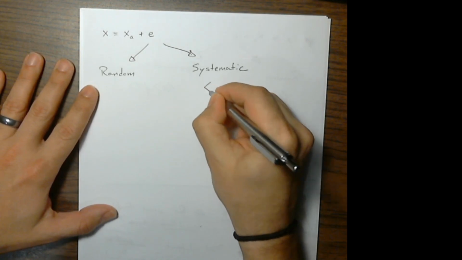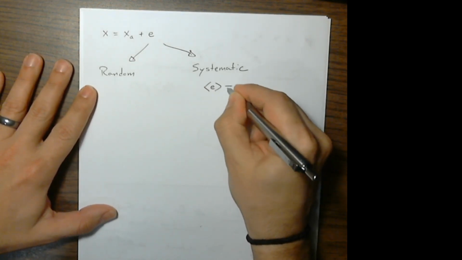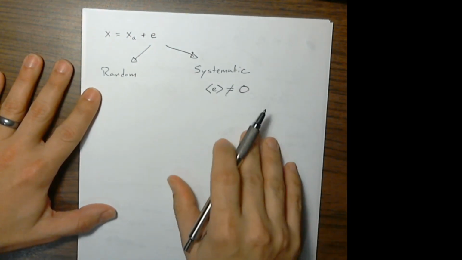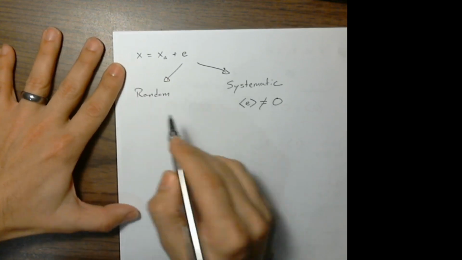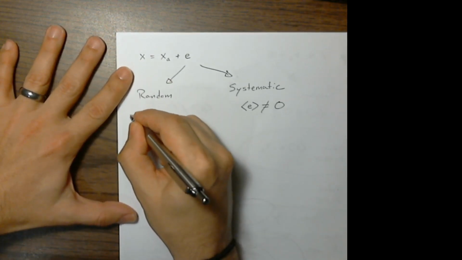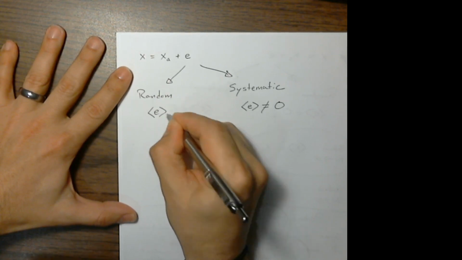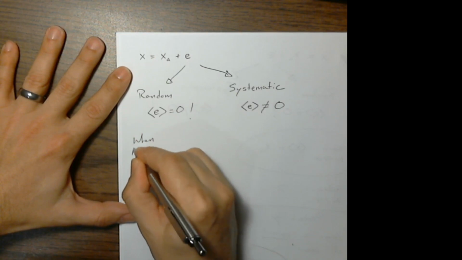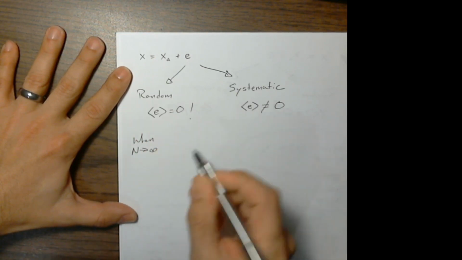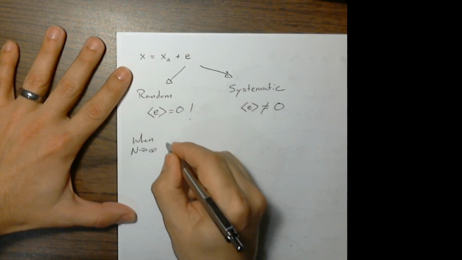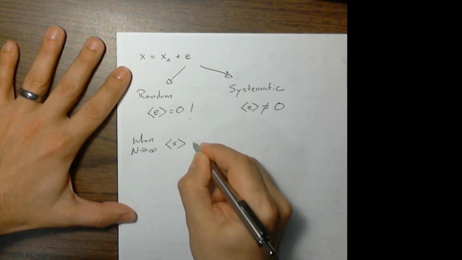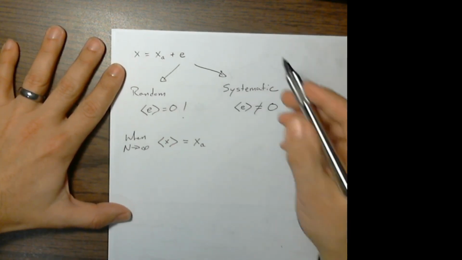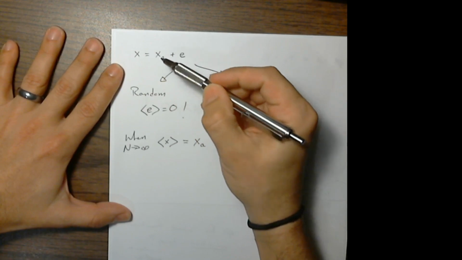And the big deal was, the reason we really wanted to wrap our head around that difference was, in the systematic error case, that is not true. In the random case, though, we said this was true. So when n, that is the number of samples, becomes very large, we can expect this. And keep in mind that xa, right, is not a random quantity, right?